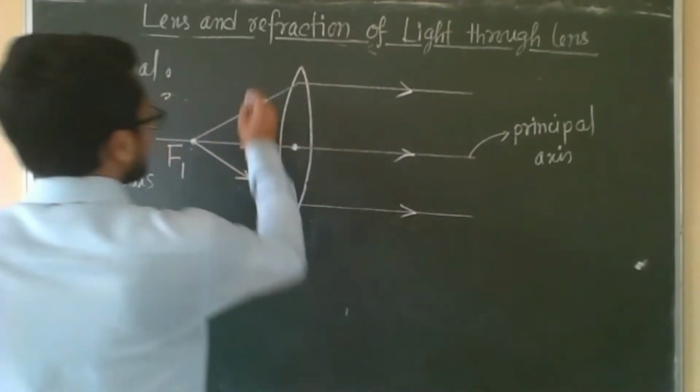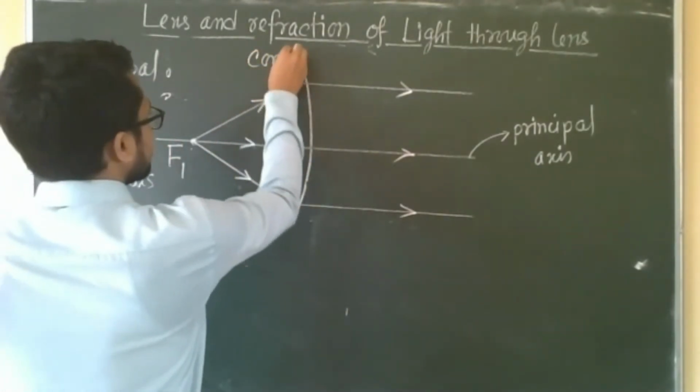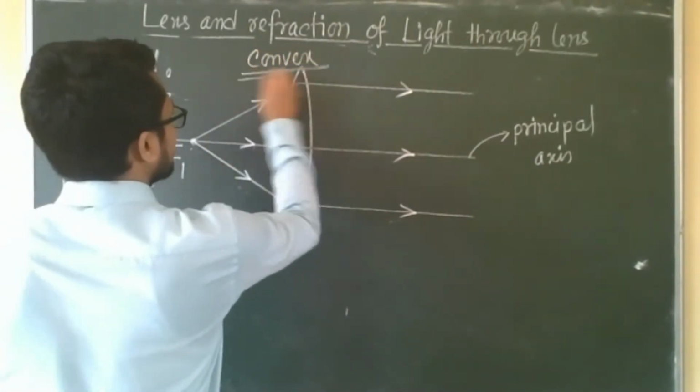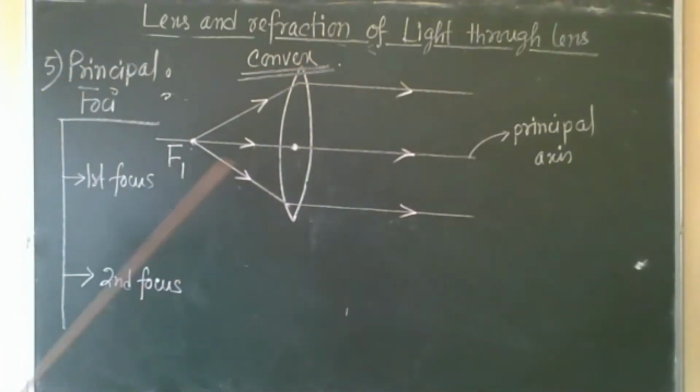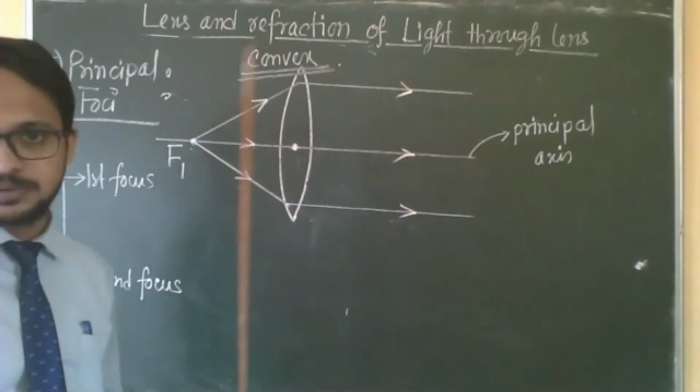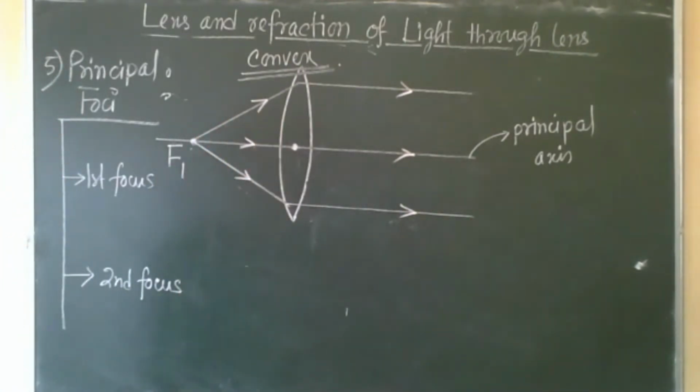So for the case of a convex lens, the first focus is lying on the left side. Keep in mind, the first focus is lying on the left side. Now come to the second focus for this lens.